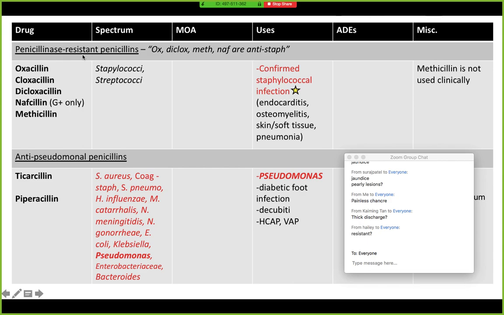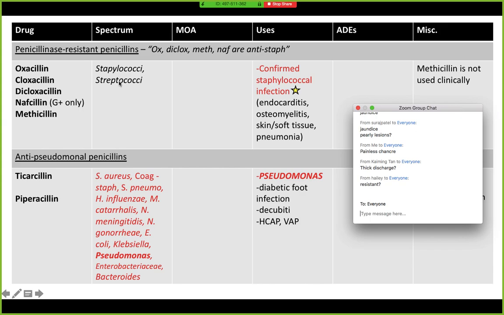Okay, so your penicillinase resistant penicillins. So these are going to be oxacillin, cloxacillin, dicloxacillin, nafcillin, and methicillin. And this is to treat any confirmed staph infection. So we're not talking about MRSA here. We're just talking about your run-of-the-mill Staph aureus infection.